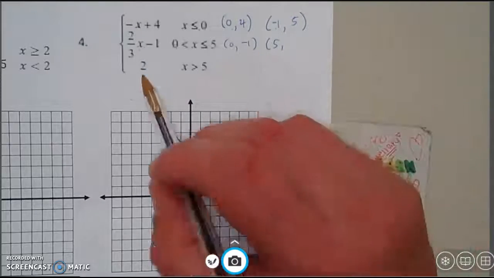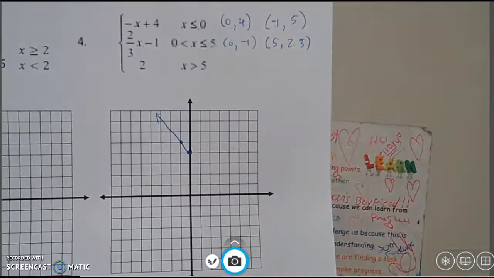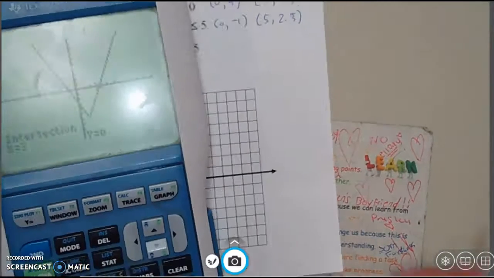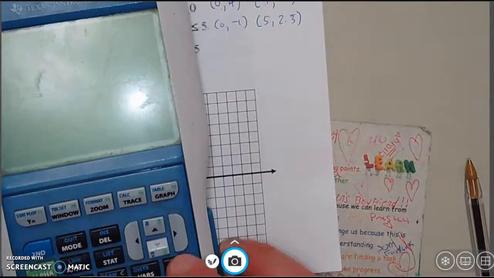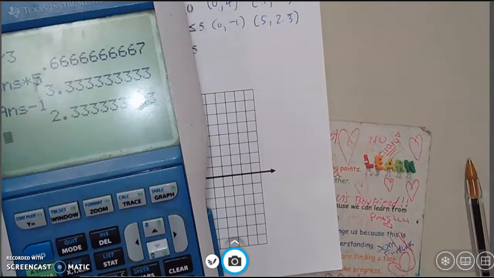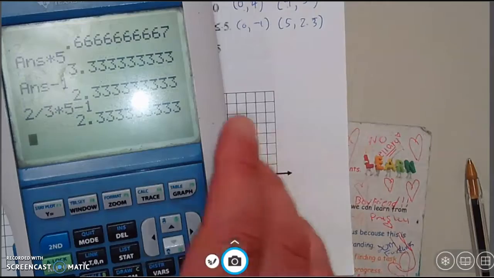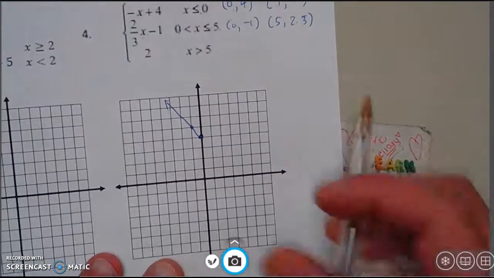If you know that, great. You take away the 1, and you get 2.3 repeating. If you don't know that, grab a calculator and do 2/3 times 5 minus 1. Or you can just do it all in one line if that's easier for you: 2/3 times 5 minus the 1. Same thing, however you look at it. Okay? So either way, I get my coordinate.